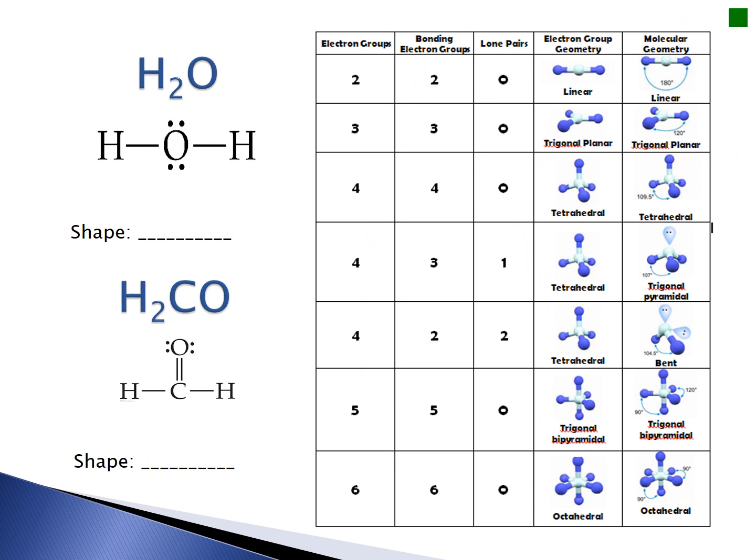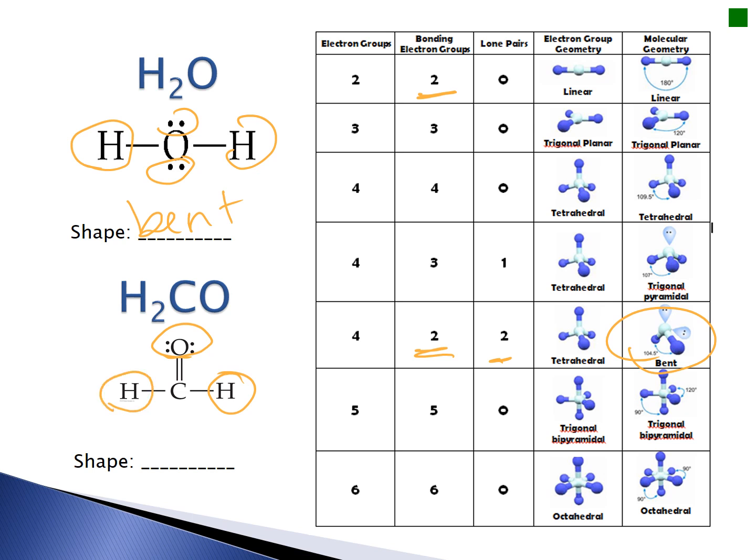All right, let's try water. So water is attached to 2 things. So we're talking about this guy and that guy, and it has 1, 2 lone pairs. So that would be that bent shape. Okay, and then we've got H2CO. So H2CO is attached to 1, 2, 3 things. So for that guy, we're talking about this one or that one. And how many lone pairs? Well, it has 0 lone pairs.